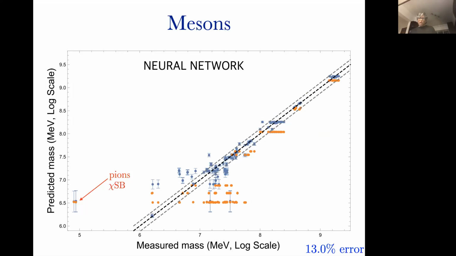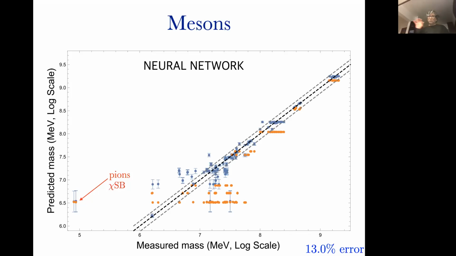So training on 80% of the mesons, we find that the neural network has a 13% error in predicting the mass. We're excluding the pions. The pions arise from something called spontaneous symmetry breaking, or the chiral symmetry in QCD. They're pseudo-Goldstone bosons that have low mass, so we exclude them in computing the errors. But for the rest of the particles in blue, we find that the neural network makes very good predictions. I'll tell you about the points in orange very soon. So these are the mesons. This is the training set that we're using.